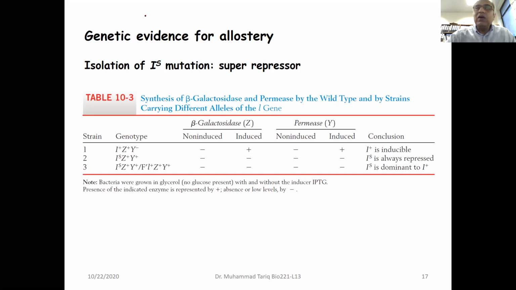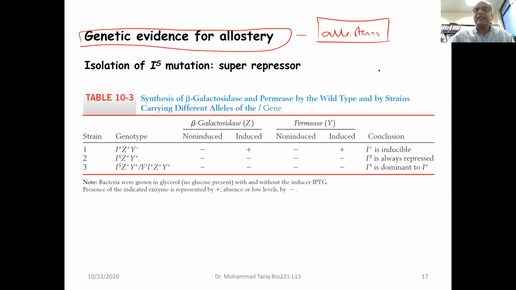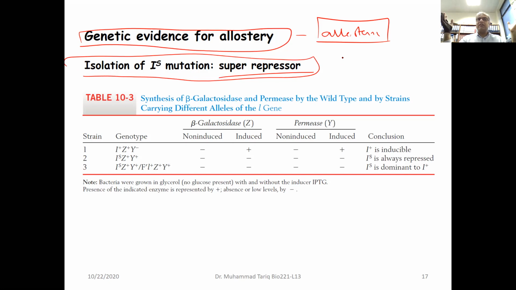So now they also discovered genetic evidence for allostery. You remember we talked about allosteric sites in repressor. So they discovered another mutation which they named super repressor. You have lactose, you don't have lactose, you induce, you don't induce. In the presence of super repressor, the I S mutation, everything is off.